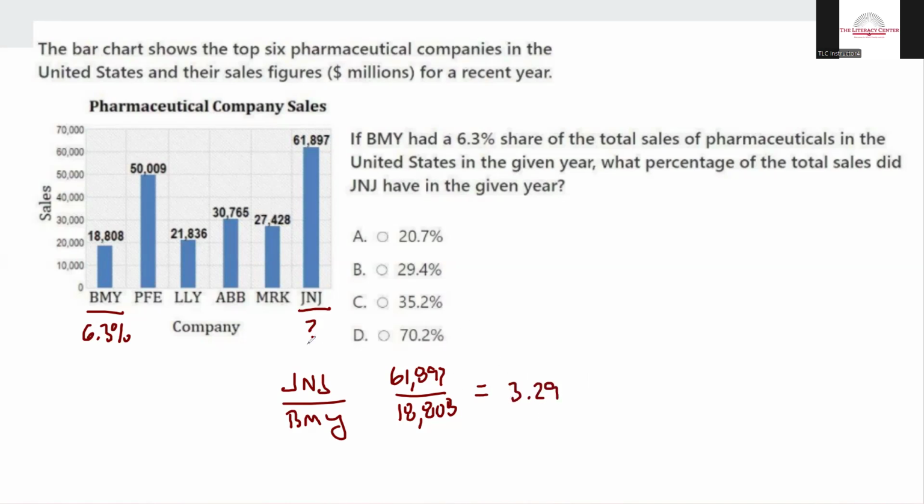That number means that J&J's sales were 3.2 times as much as BMY's. It follows then that we can multiply BMY's percent by the same number, and we will get the percent for J&J. J&J's percent should be 3.29 times BMY's number. So 3.29 times 6.3.